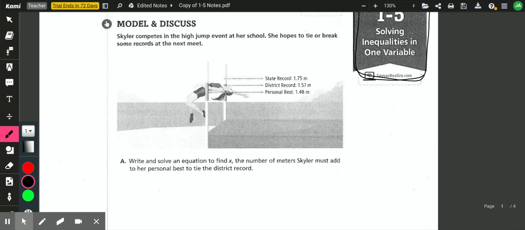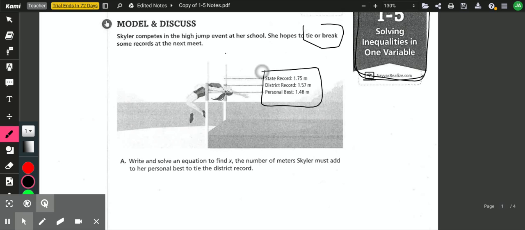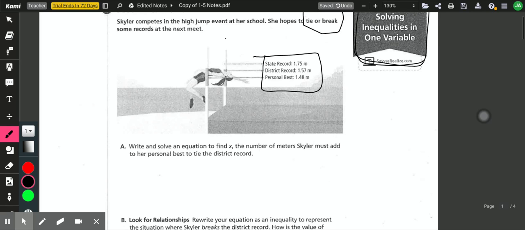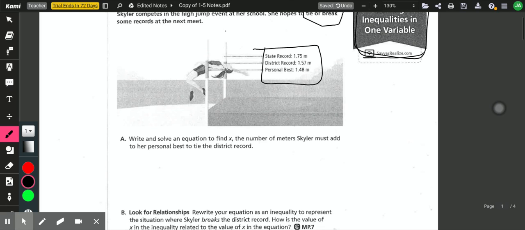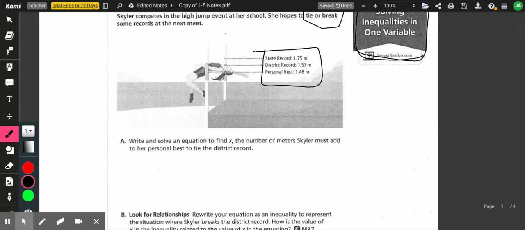So Skylar here is a high jumper. And it says that Skylar competes in the high jump event at her school. She hopes to tie or break some records at the next meet that she's at. So they have her information here, her information is the bottom one, and the other records are the top one. So her personal best is 1.48 meters, and she's not too far from the district record. She's got a little ways to go to meet that state record.